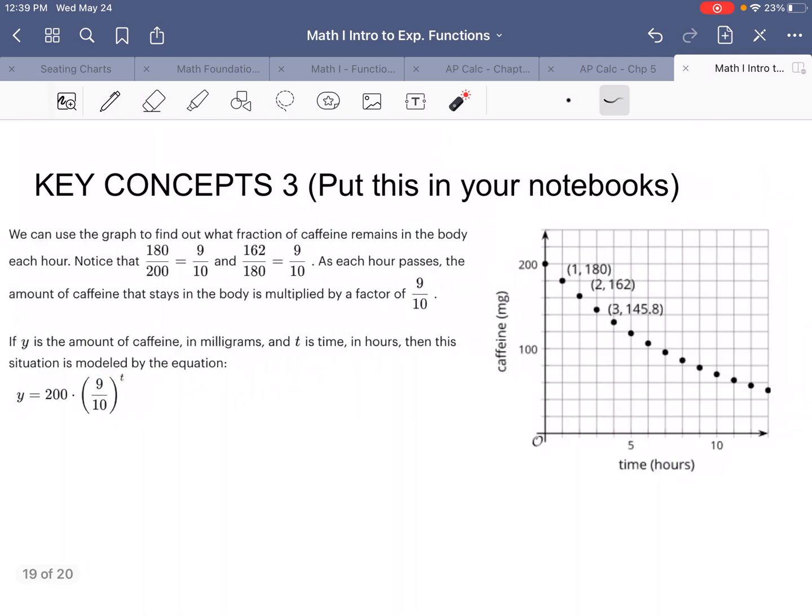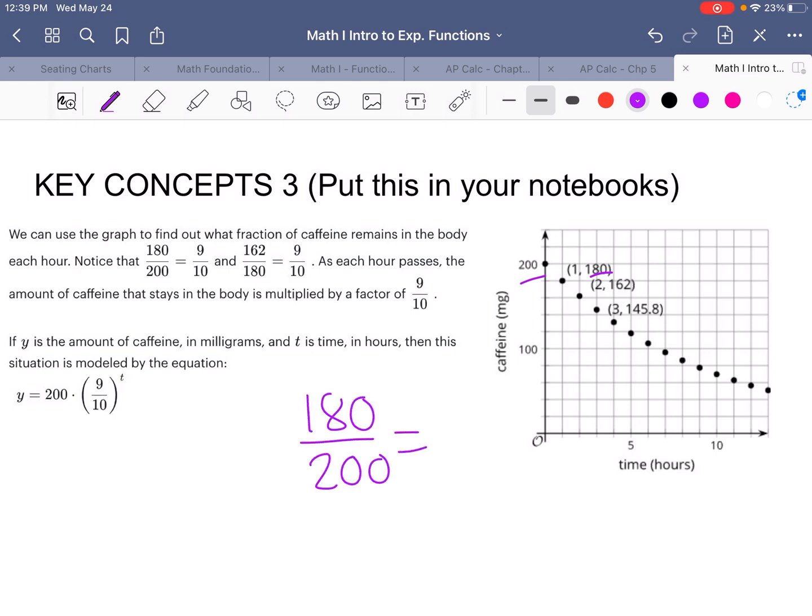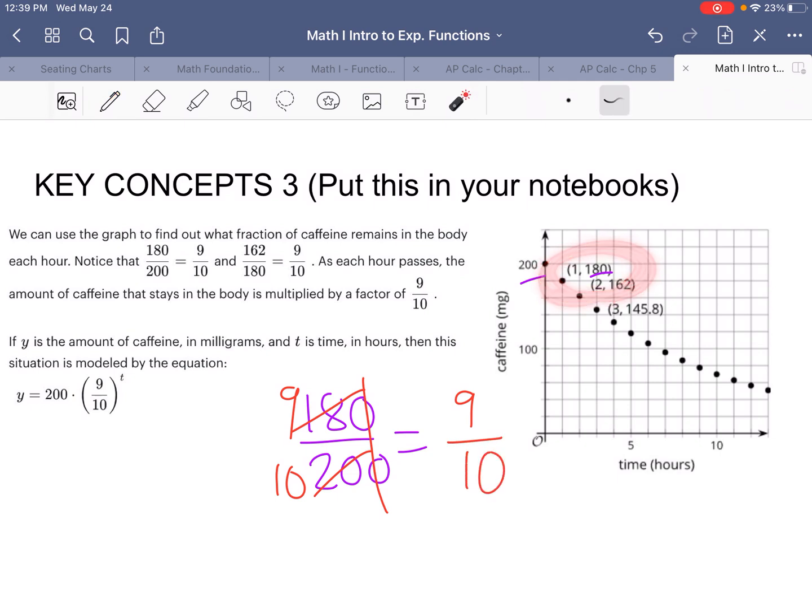Now, a couple of things here. We can use the graph to find out what fraction of caffeine remains in the body after each hour. All you have to do is take this number, 180, and divide by the original. So 180 over 200, which you could reduce down to 9/10. So we have 9/10 of what we had left after 1 hour.